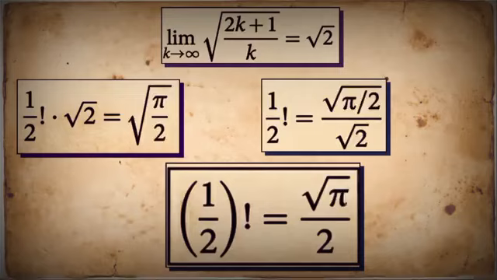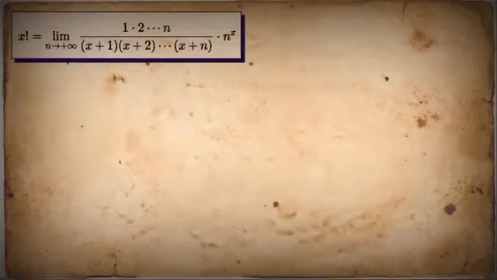Let us look at Gauss's formula once more and observe what happens when we multiply the factorial of x by the factorial of negative x. Gauss's formula applies to any real input, including negative x. We write the formula for x factorial, with n to the x in the numerator and factors x plus 1 through x plus n in the denominator.